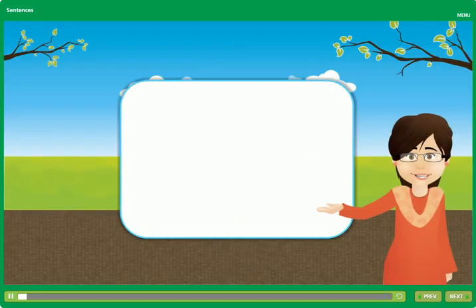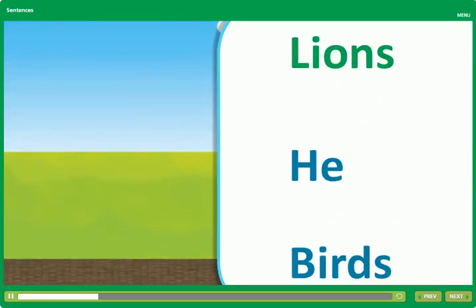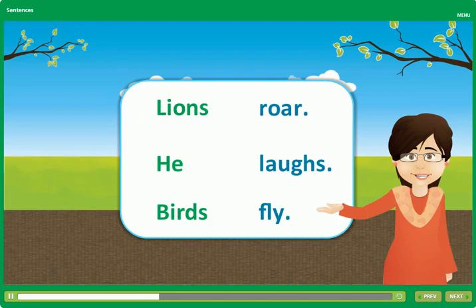Now let's learn how to make sentences. We'll start with the simplest of sentences. Even though these are just two-word sentences, they make complete sense. The first word tells you who or what the sentence is about. These words are usually nouns or pronouns. We also call this part of the sentence the subject.